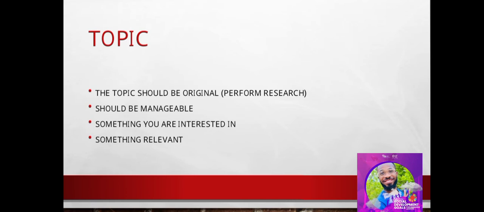Then your topic has to be something relevant. Relevant means that it has to be solving a problem. You can't just come and pick a topic that has no relevance to humans. It has to be solving a human problem. You have to pick a topic that is relevant to humans. For example, you cannot pick a project topic like the production of ethanol from cassava, or comparative analysis of the production of ethanol from cassava and pineapple.